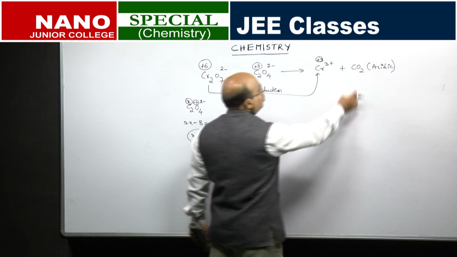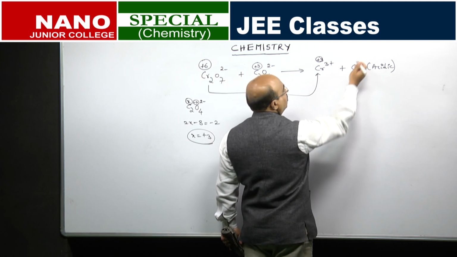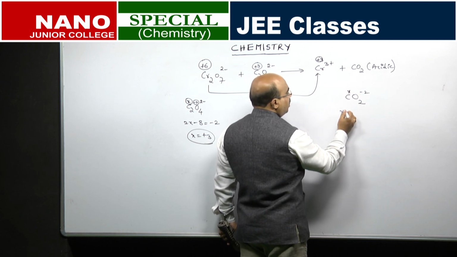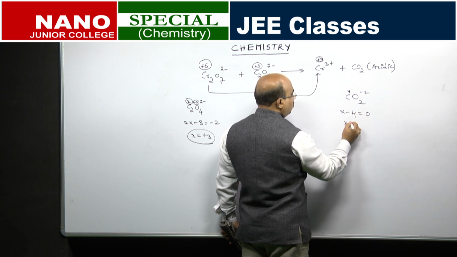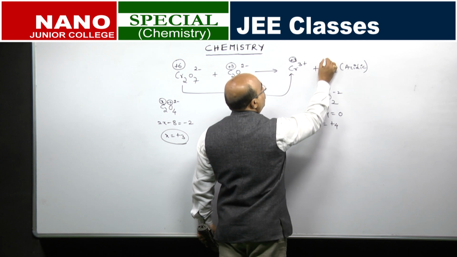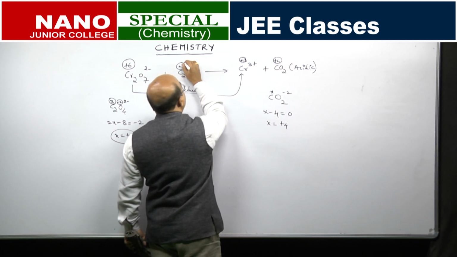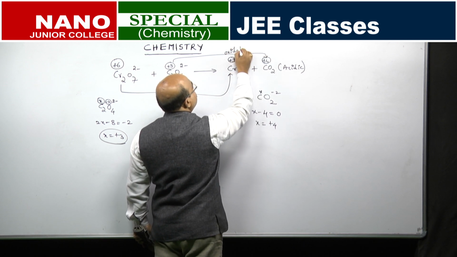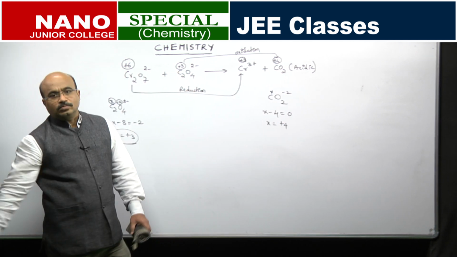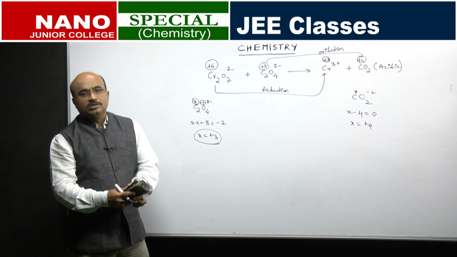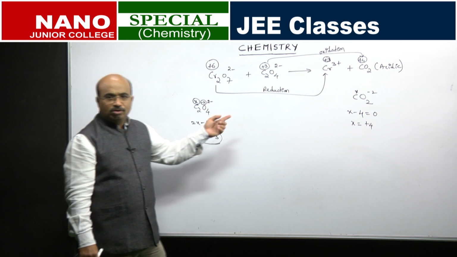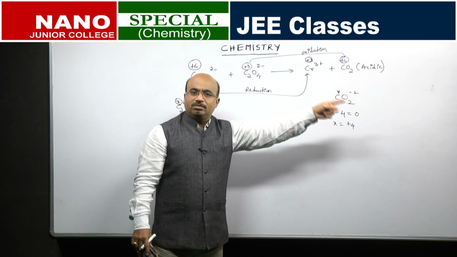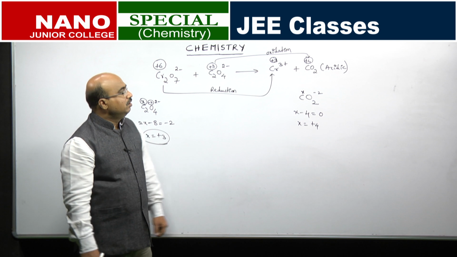Now, what about the carbon oxidation state in this CO2? Oxygen is -2. So, this is x, x minus 4 is equal to 0, x is equal to +4. So, carbon here is +4, meaning carbon goes from +3 to +4. So, we call it oxidation. See carefully once again: chromium from +6 is coming to +3, reduction. Carbon is coming from +3 to +4, oxidation. Clear?